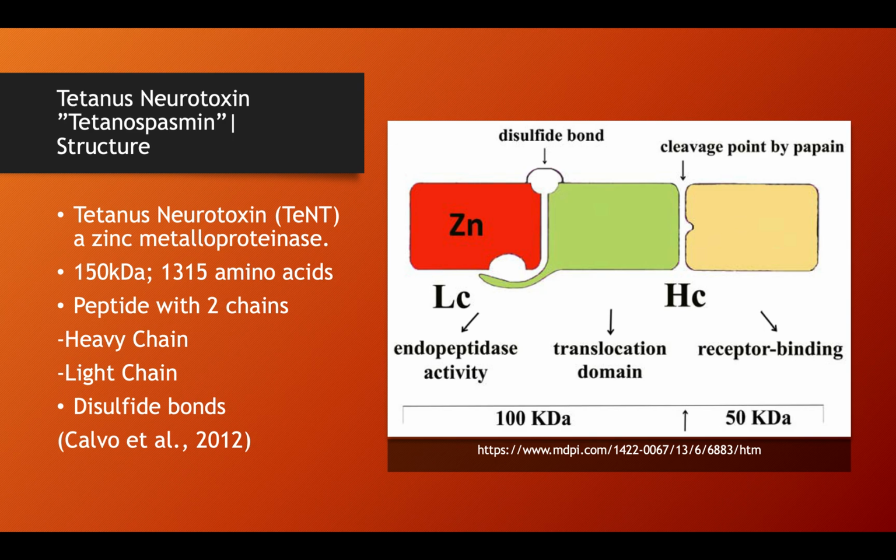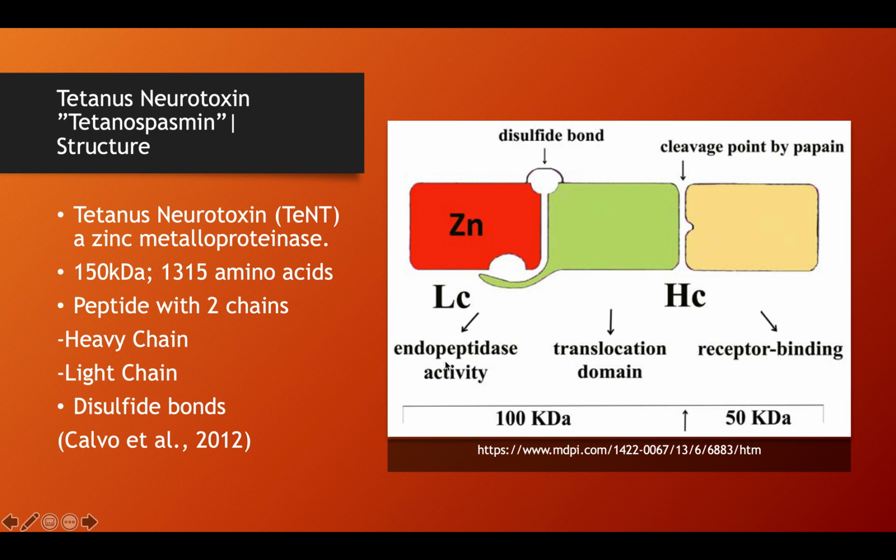It is 150 kilodaltons in size, and it has 1,315 amino acids. It is a peptide with 2 chains, a heavy chain and a light chain, which is connected by disulfide bonds. Interestingly, if you look right here, the light chain LC and the heavy chain HC have specialized domains.